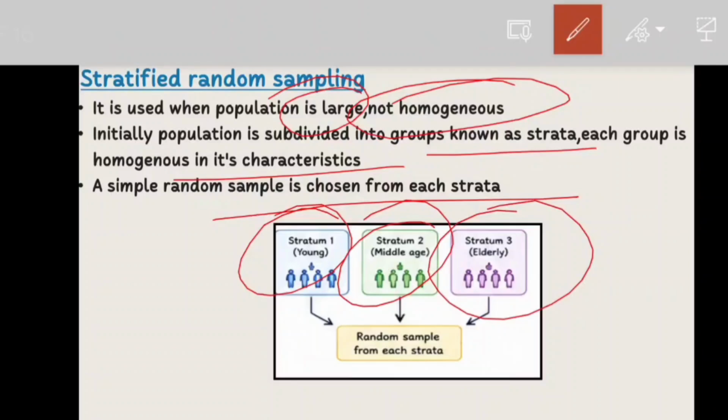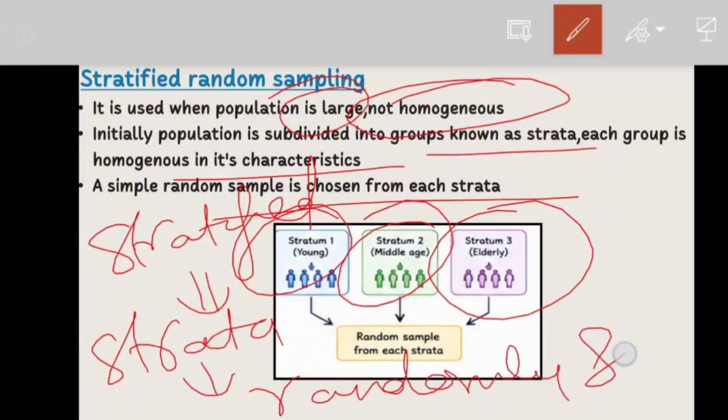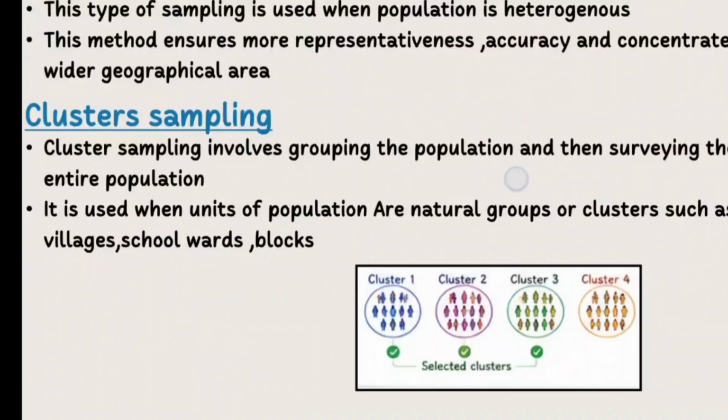So remember here, stratified means divided into strata, and from each stratum we randomly select. So for example, if I divide my population into groups first and then randomly select individuals from every group, which sampling is this? That is stratified random sampling. Okay, I hope now you understand.